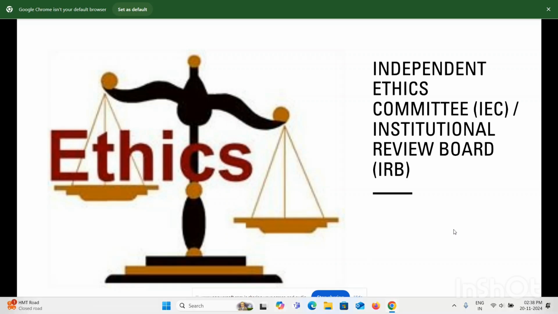Our topic for today is the Independent Ethics Committee, that is IEC, or Institutional Review Board. This section is based on the ICH GCP guideline. Last time we discussed what GCP is, what the contents of GCP are, and the principles of ICH GCP. After the first section, the glossary, and the principles of ICH GCP, the third section contains the details about the ethics committee.